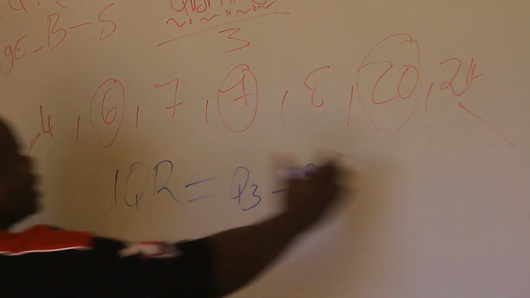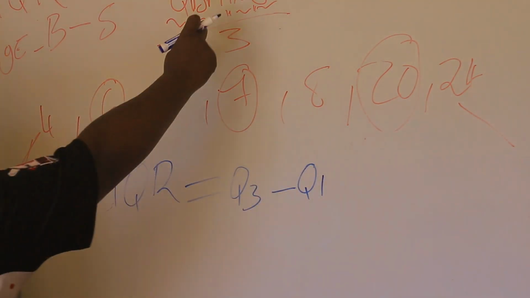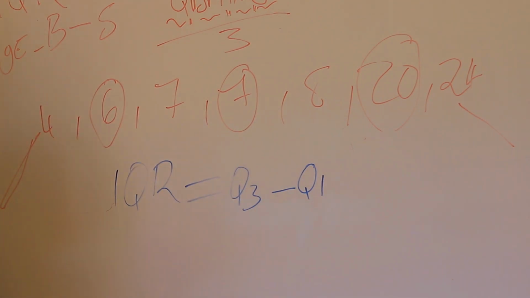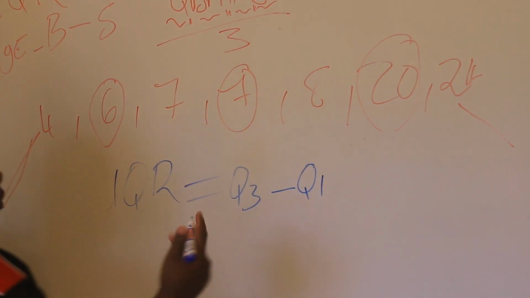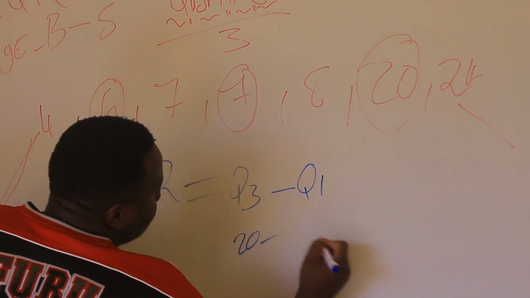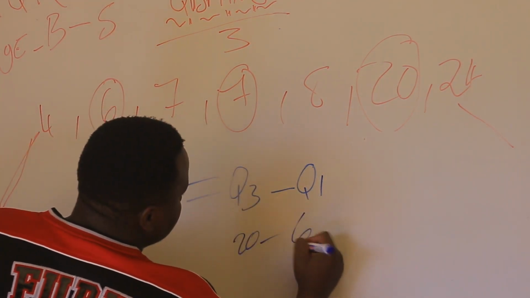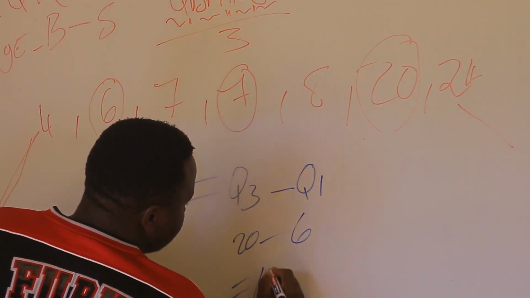That means in other terms we're no longer focusing on this. Remember, we're doing quartiles. So it's Q3 minus Q1. First of all, what's our Q3? Our Q3 is 20, minus 6, which is our Q1. And then we get our answer.